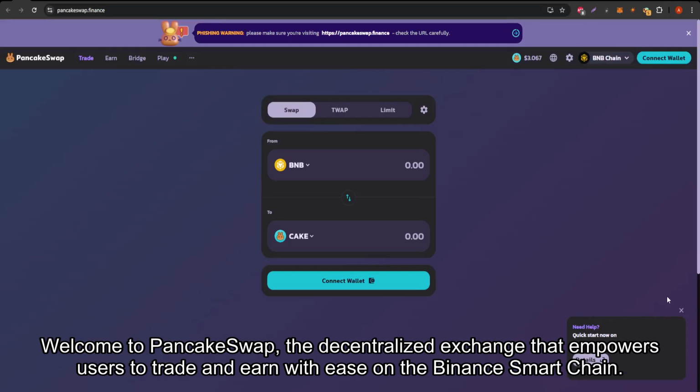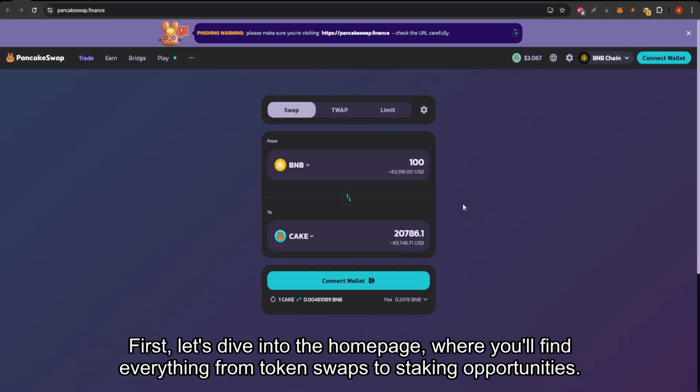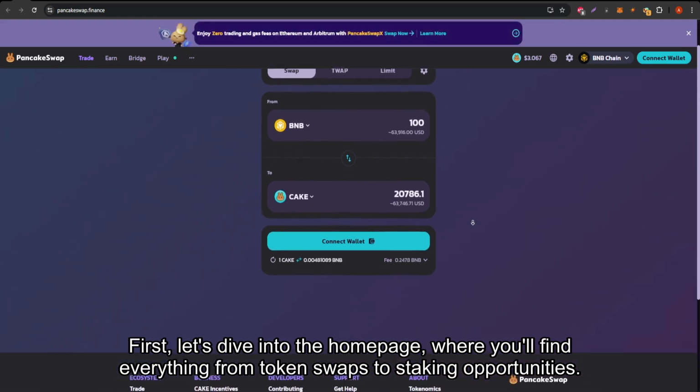Welcome to PancakeSwap, the decentralized exchange that empowers users to trade and earn with ease on the Binance Smart Chain. First, let's dive into the homepage, where you'll find everything from token swaps to staking opportunities.